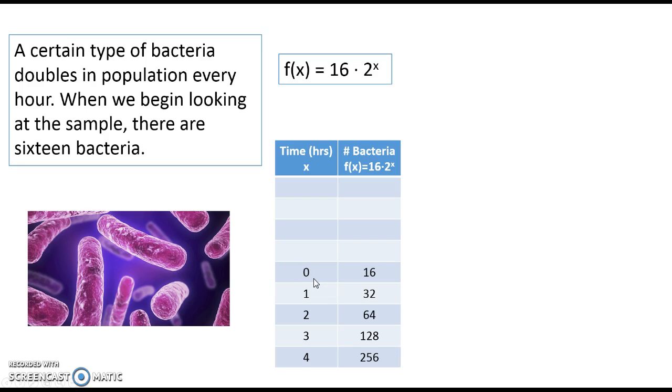But there were 16 bacteria when we started looking at it. Obviously, things were going on beforehand. It didn't just suddenly start doubling. So let's look at some back in time values as well. An hour before we started looking at it, there were 8 bacteria because an hour later they doubled into 16. 2 hours before we started looking, there were 4. 3 hours before, there were 2 bacteria. And 4 hours before we started looking, there was only 1 bacteria.